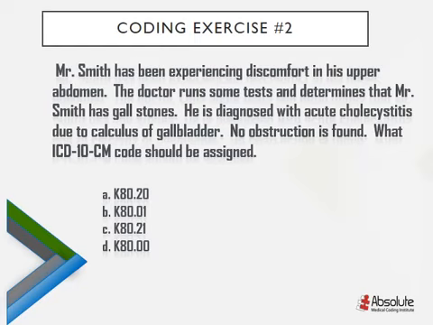Okay, let's try another coding exercise. Mr. Smith has been experiencing discomfort in his upper abdomen. The doctor runs some tests and determined that Mr. Smith has gallstones. He is diagnosed with acute cholecystitis due to calculus of gallbladder. No obstruction is found. What ICD-10 code should be assigned? Pause the presentation to solve.